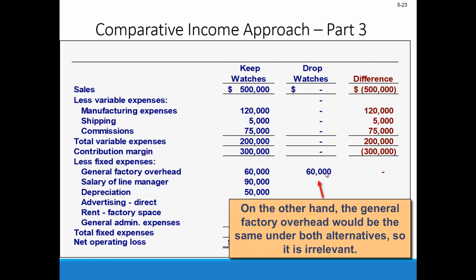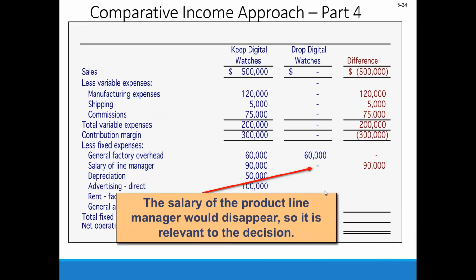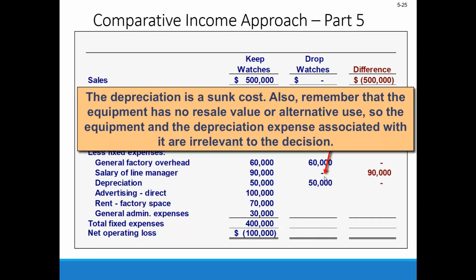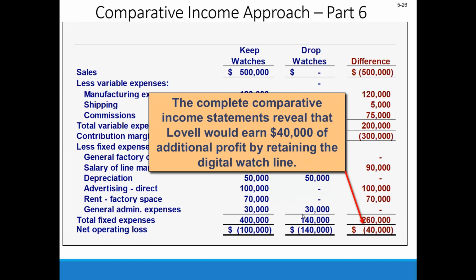Remember, that was just allocated to our different product lines. Salary of the product line manager disappears. That's avoidable. Depreciation is not. And it's essentially a sunk cost, so it becomes irrelevant to our decision. The general admin expenses also remained. So we can see that the total bottom line picture after we've dropped the watches is really a $140,000 loss, if you will, in the segment compared to the current $100,000 loss shown on paper. And that's the same difference of $40,000 we found just a minute ago.